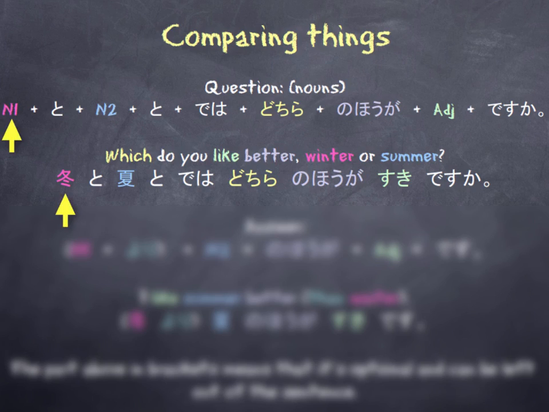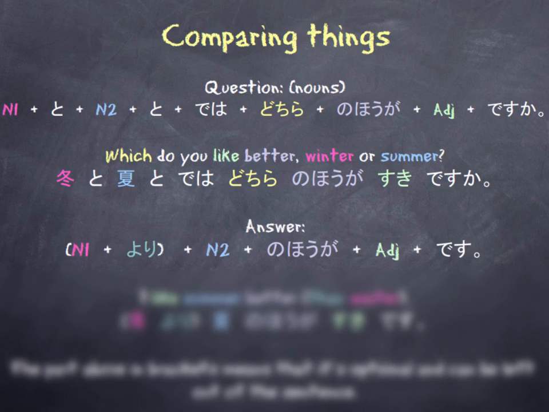So we can see here that our first noun is fuyu, winter, our second noun is natsu or summer, and we've linked those together with the particle to. And then our adjective in this case is suki, to like something. And the phrase dochira no hou ga is kind of like in English, which is better.